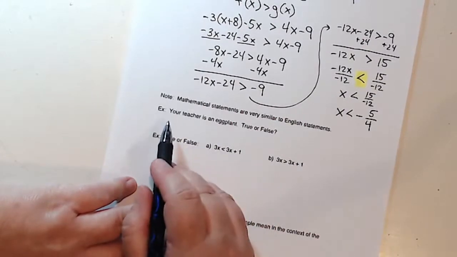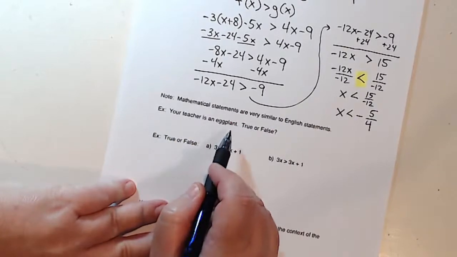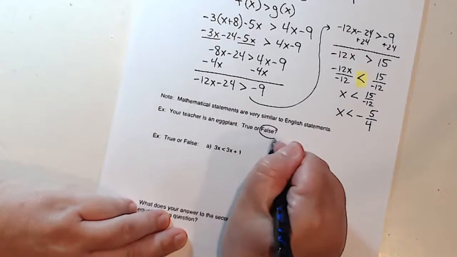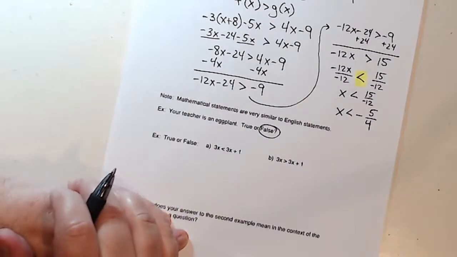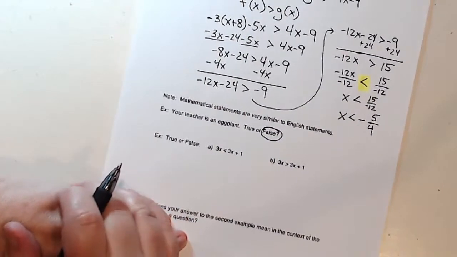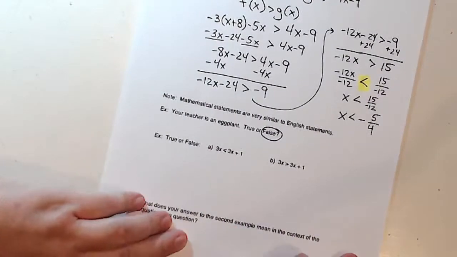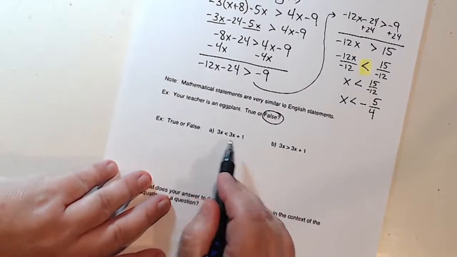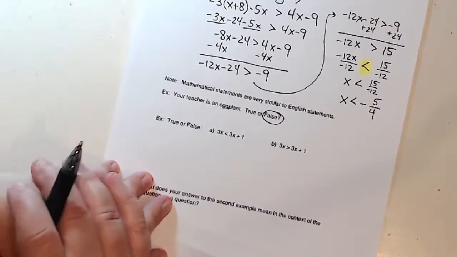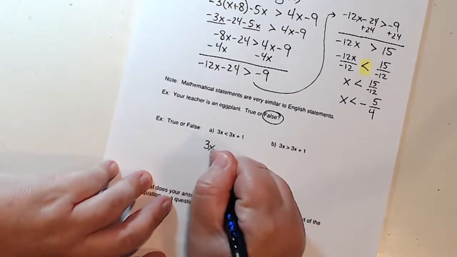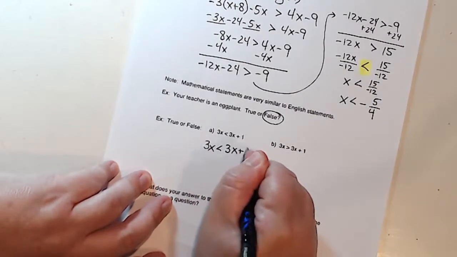So I can say, your teacher is an eggplant. Now, assuming your teacher is me, I'm not an eggplant. This is actually false. I am not an eggplant. I know some of you had suspicions, but it turns out I am not an eggplant. So what I can do is give you a couple of problems and ask you if they're true or false. For example, 3x is less than 3x plus 1.